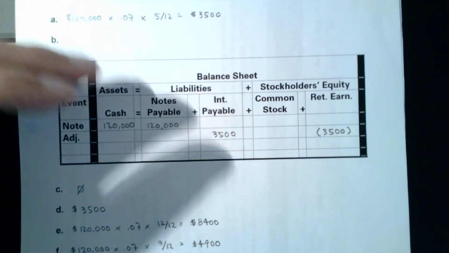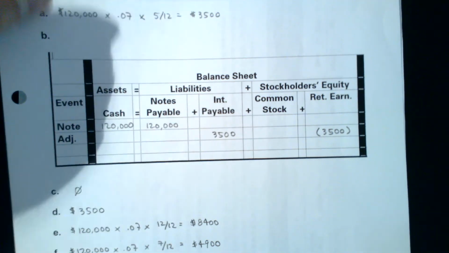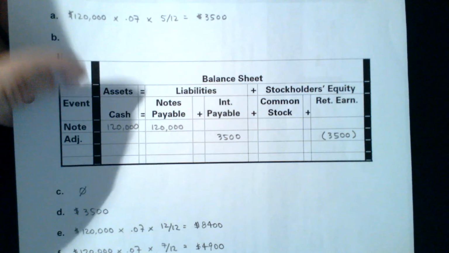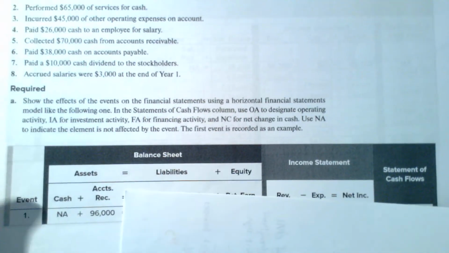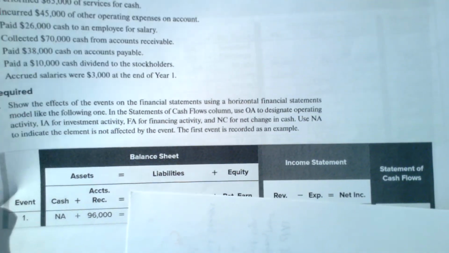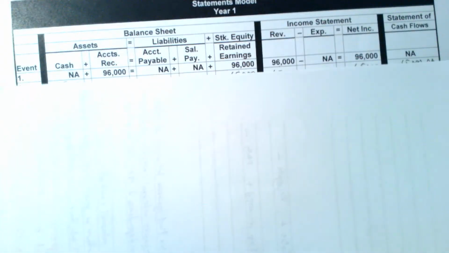And the other answers, I won't go through each of those, but the answers can all be derived from what we just talked about. So the next thing I want to look at is 2-9B, which has you entering transactions in a grid. And I want to walk through each of these with you.